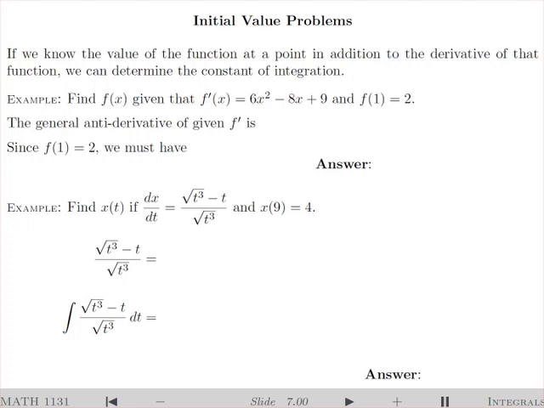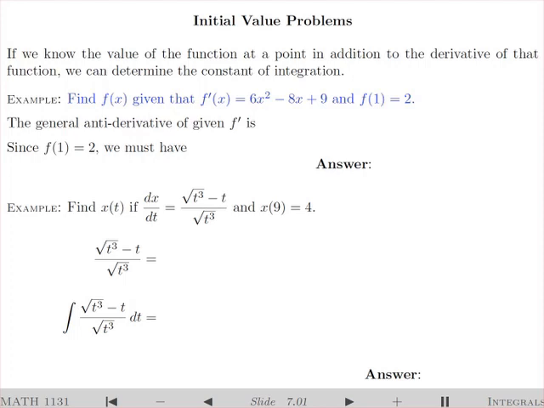It's still called initial value even if the value of the function at some number is given, not necessarily at 0. Let's look at a simple example of how we do this. Here I have f prime of x given as 6x squared minus 8x plus 9, and the value of the function f is given, f of 1 is 2.